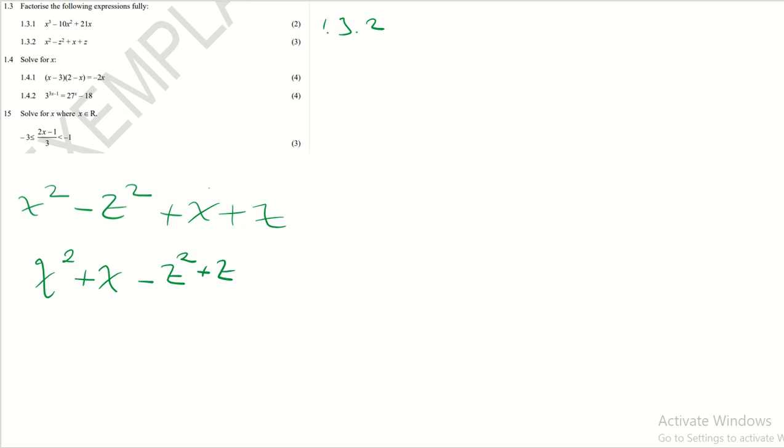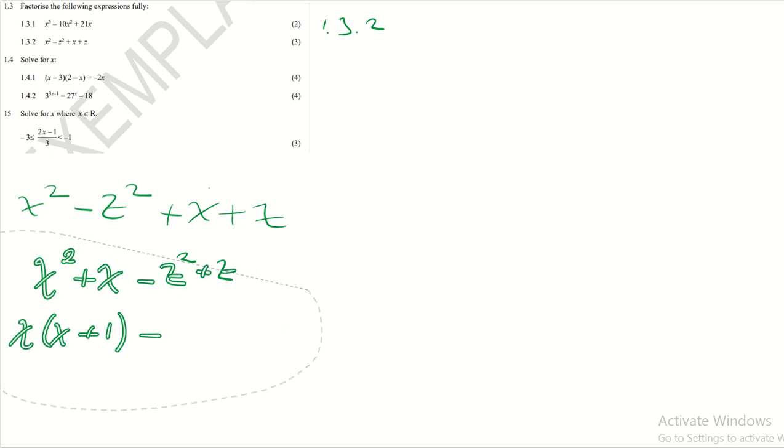This means I have x plus 1 minus z. Now, this method is not going to work.